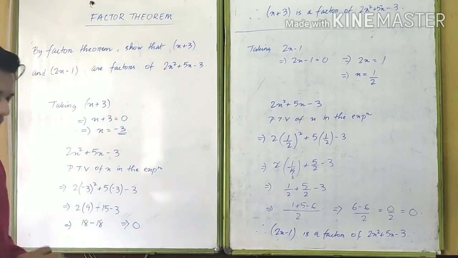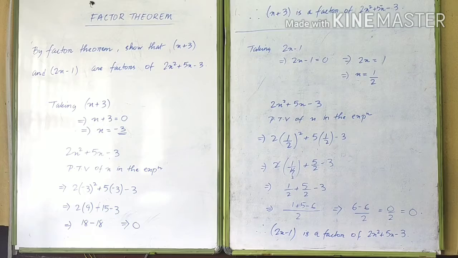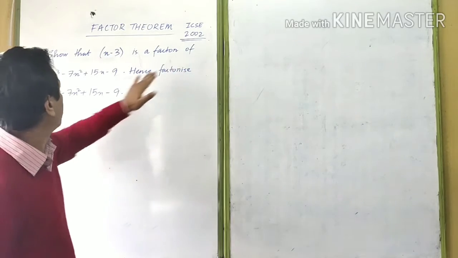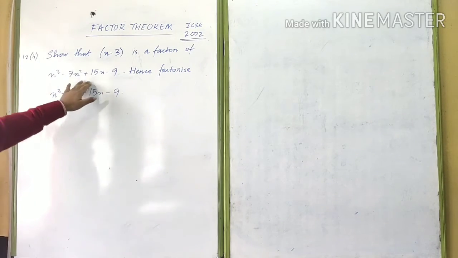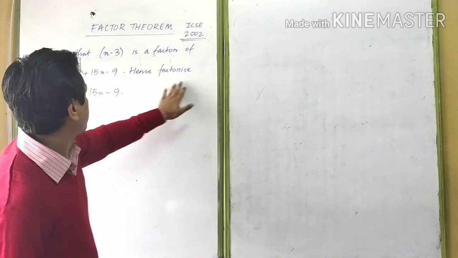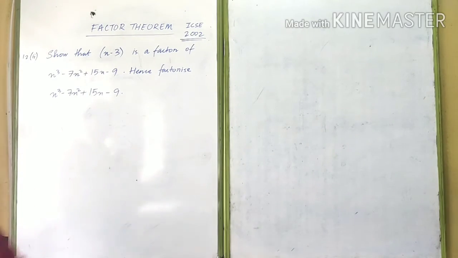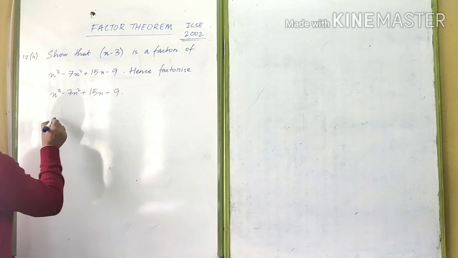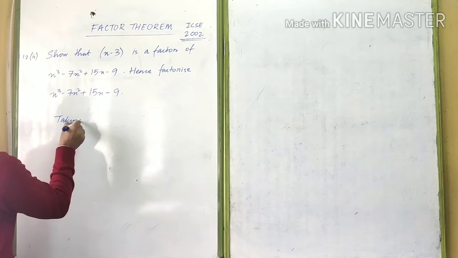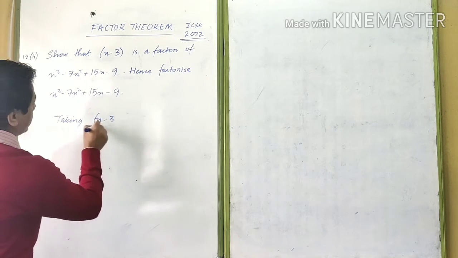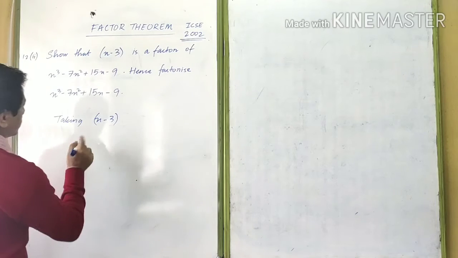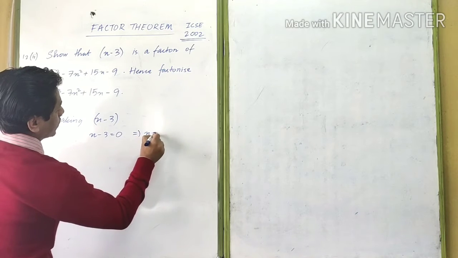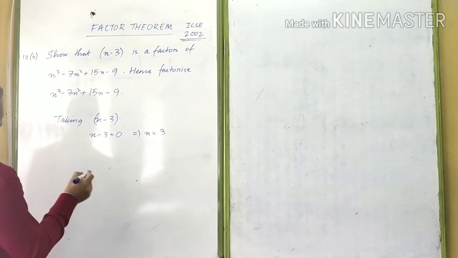Let's do one more sum. My next question is, show that x minus 3 is a factor of x cubed minus 7x squared plus 15x minus 9. Hence, factorize the expression. This is an ICSE 2002 question. Taking x minus 3, we will do it in the similar way. So x minus 3 equals to 0, or x becomes plus 3. We will copy the expression.